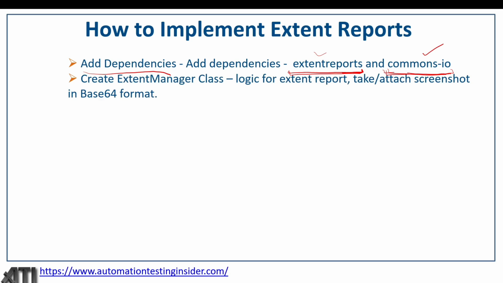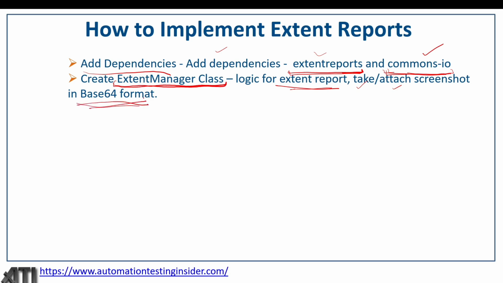And then create the ExtentManager class. The next step: first we'll add the dependencies in pom.xml, and later on we'll create the ExtentManager class. There we'll configure everything, every setting for ExtentReports. We'll write the logic for ExtentReports, and the logic for how we are going to take the screenshot and attach the screenshot in base64 format.